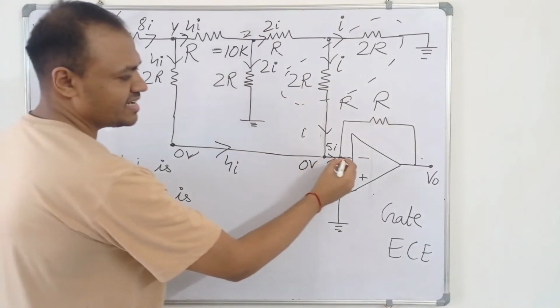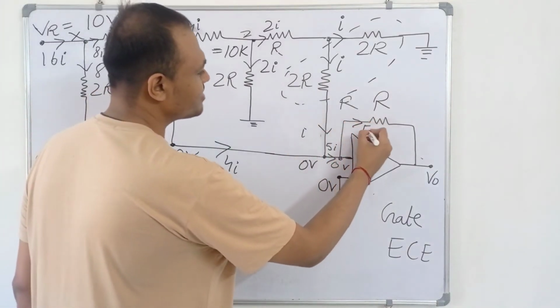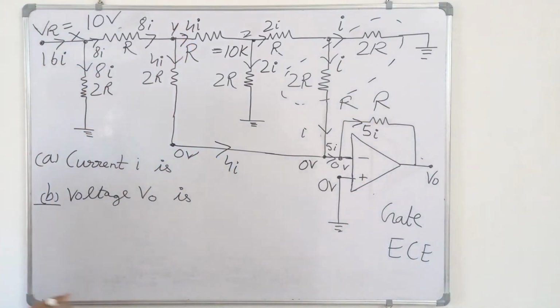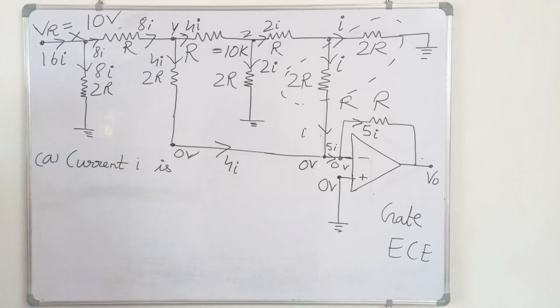And obviously the current which is going inside the op-amp must be 0. So this 5I must be traveling here. So we have found the currents in all the branches. So we have to find the value of current I. So first the current I. So it is connected to 10 volt. This is 10 volt.